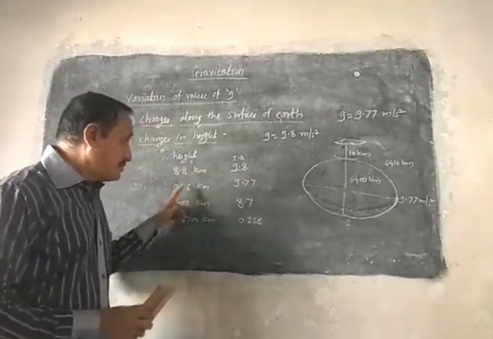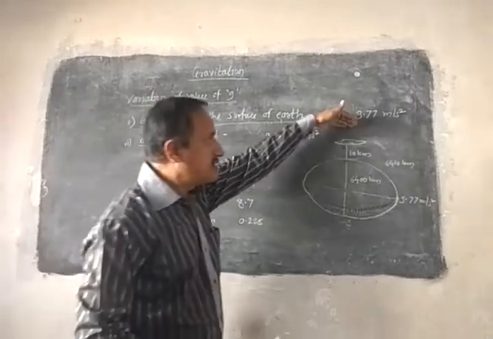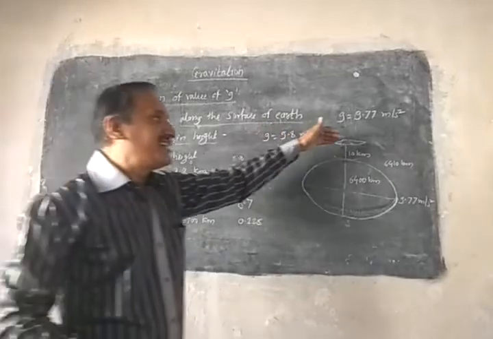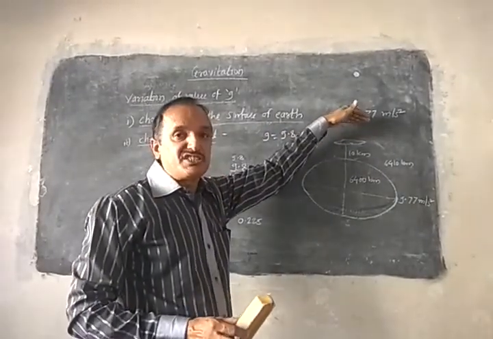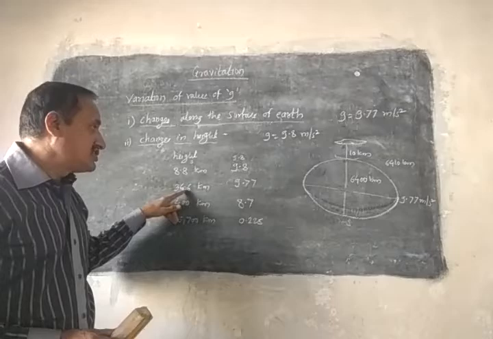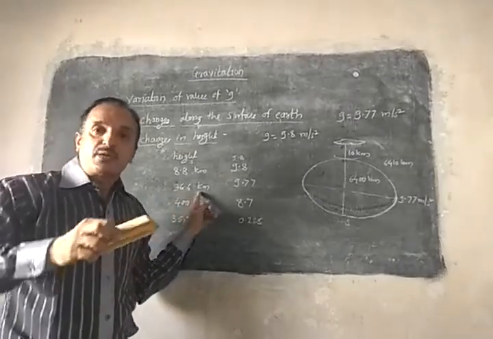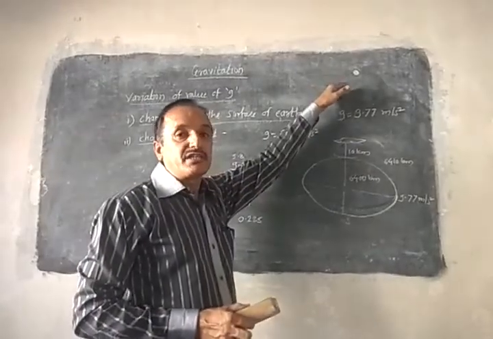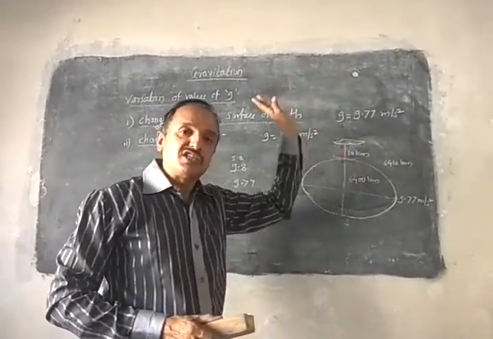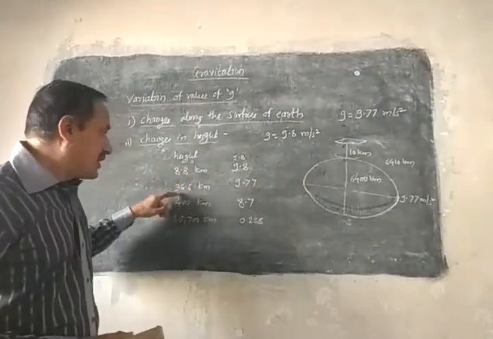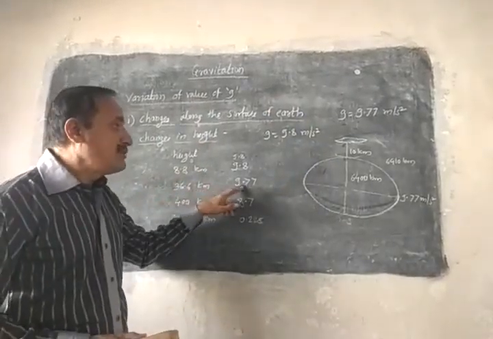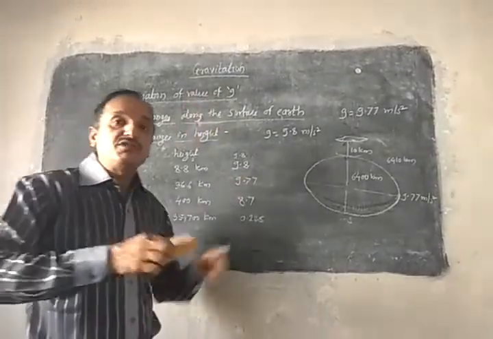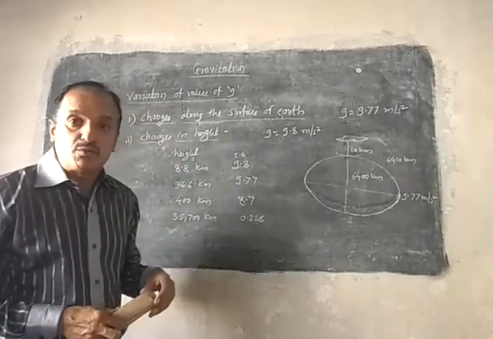Now if we go above that, to 36.6 kilometer, the height that a man-made balloon has reached. The atmosphere extends about 40 kilometer from the surface of Earth, and the man-made balloon reached up to 36.6 kilometer. At that point the value of g is found to be 9.77 meter per second square.